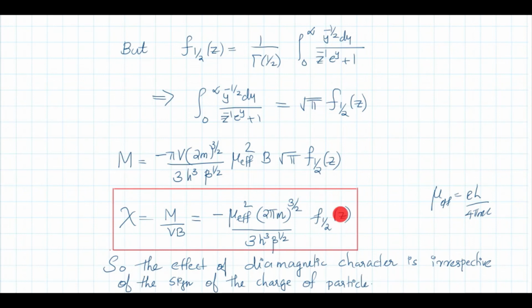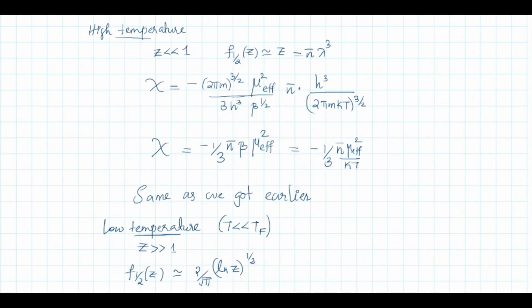This is the general relation for susceptibility. We can check whether we will get the old relations in the limit T tends to infinity and T tends to 0. Okay, first we will consider the high temperature case. z less than 1, so f half of z is approximately z, and it is nothing but n bar lambda cube. Substitute that value. Solving, you will get minus 1 by 3 n bar beta mu effective square. It is minus 1 by 3 n bar mu effective square divided by kT. Exactly the same result as we got earlier.